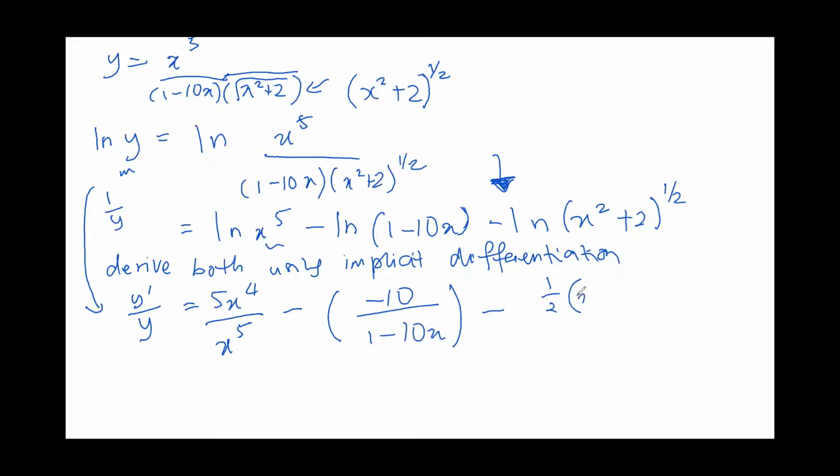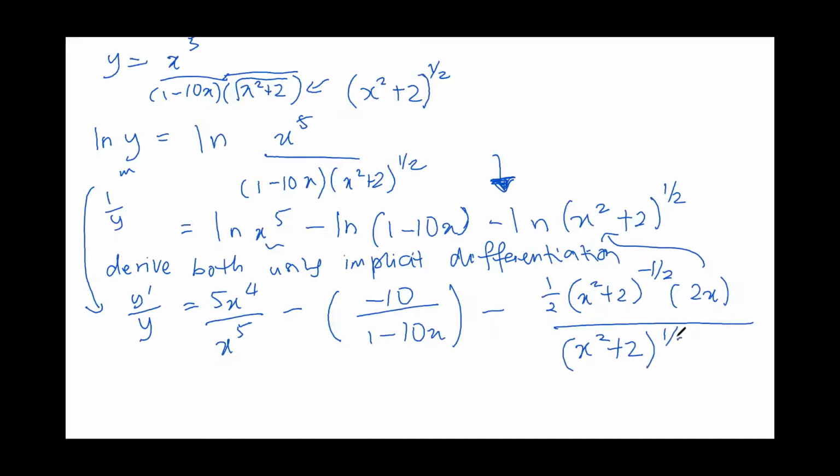Okay, x squared plus 2 to the power of negative 1/2, times 2x, which is inside here, over 1 over x squared plus 2 to the power of half.